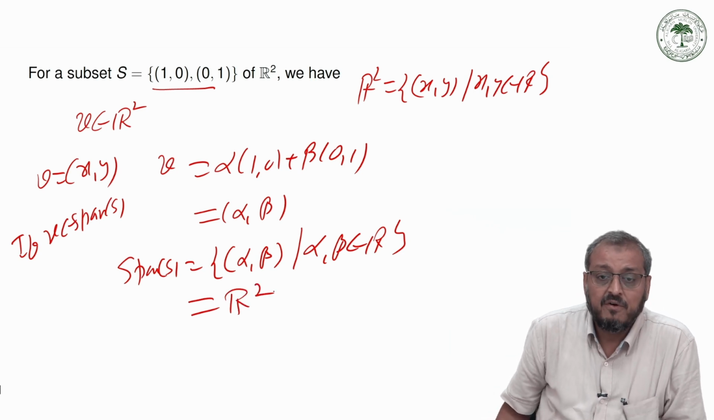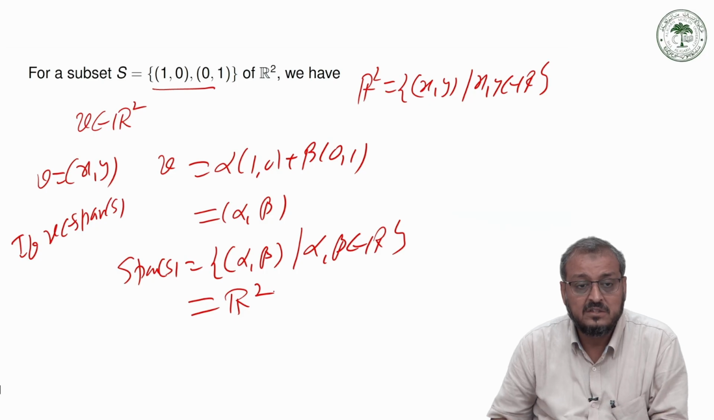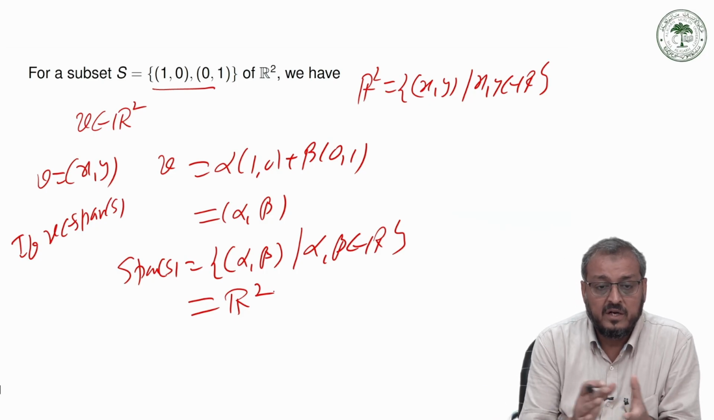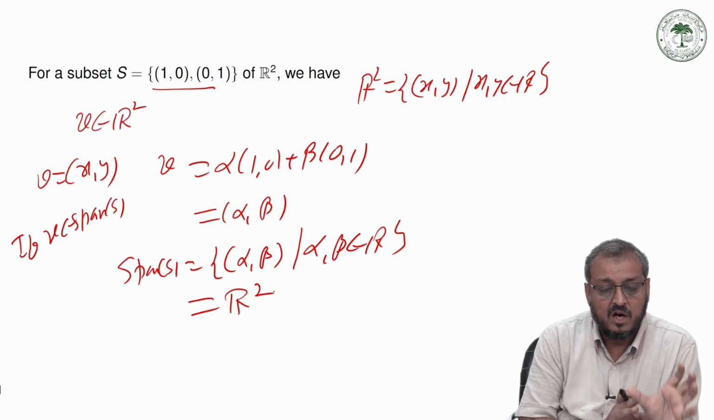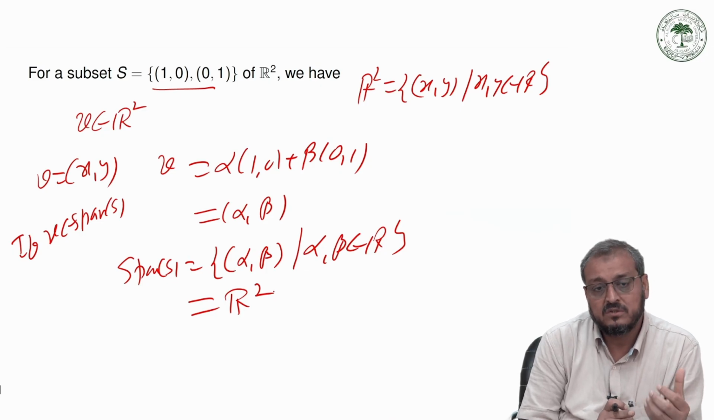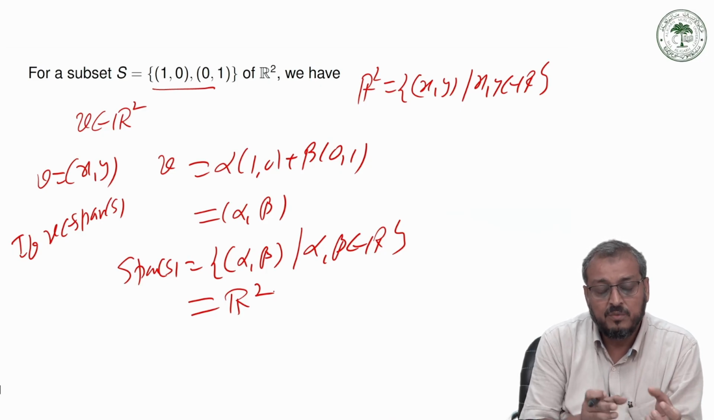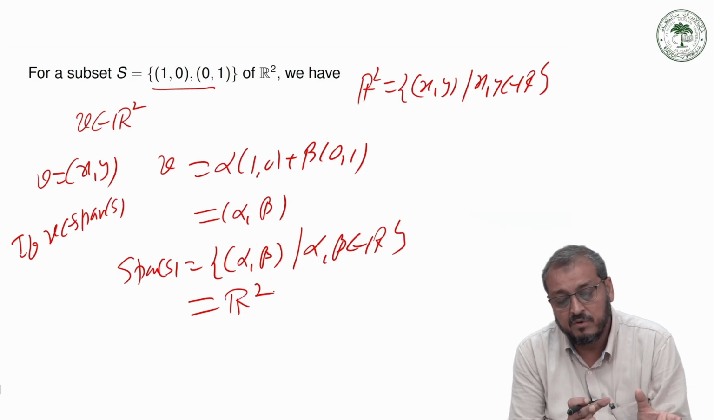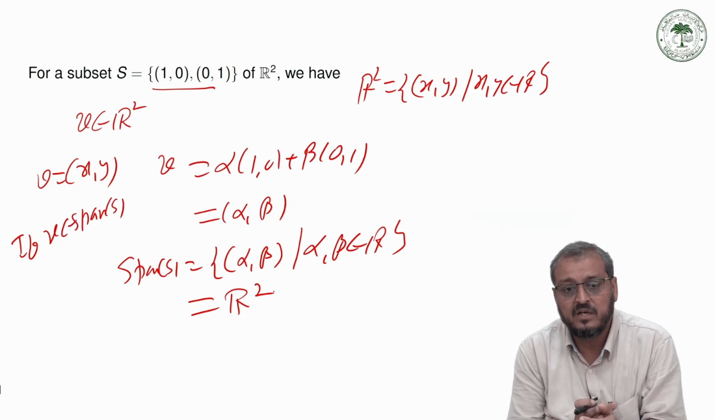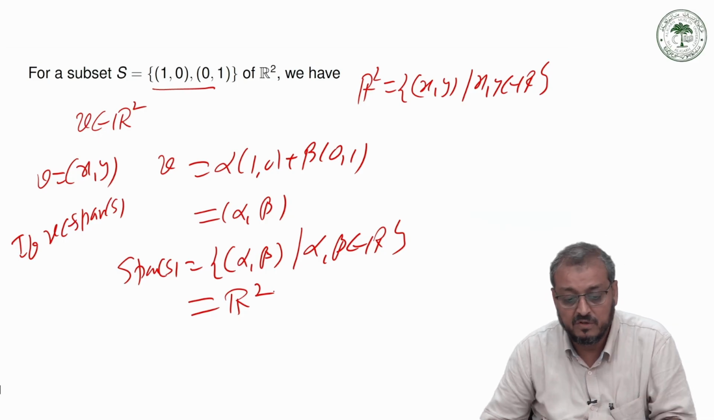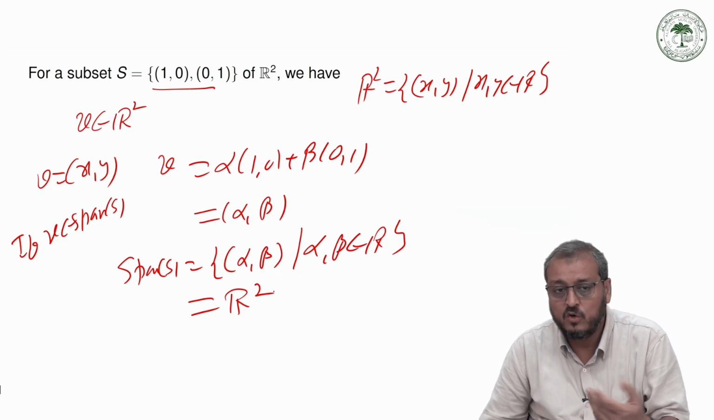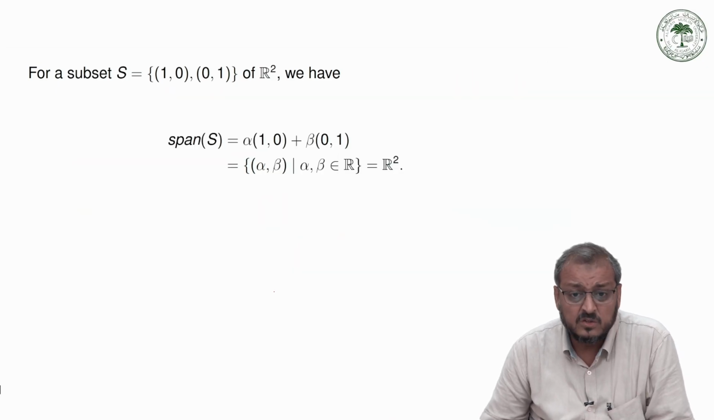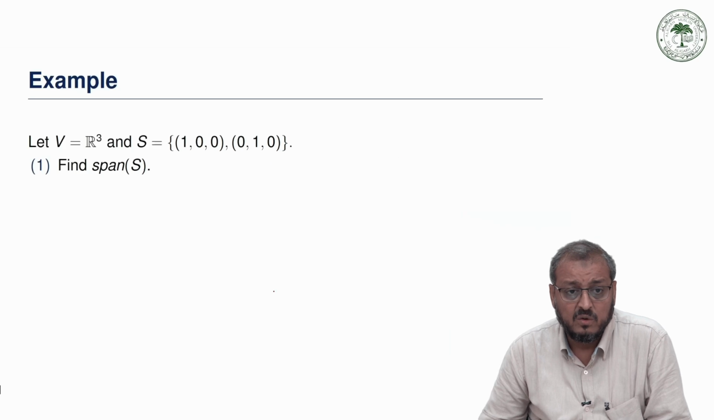So we can find whether an element belongs to the span: if an arbitrary element of the vector space can be written as a finite linear combination of the vectors V1, V2 and so on, then it belongs to the span. Here we have R2 with V1 and V2, so the span is equal to R2.